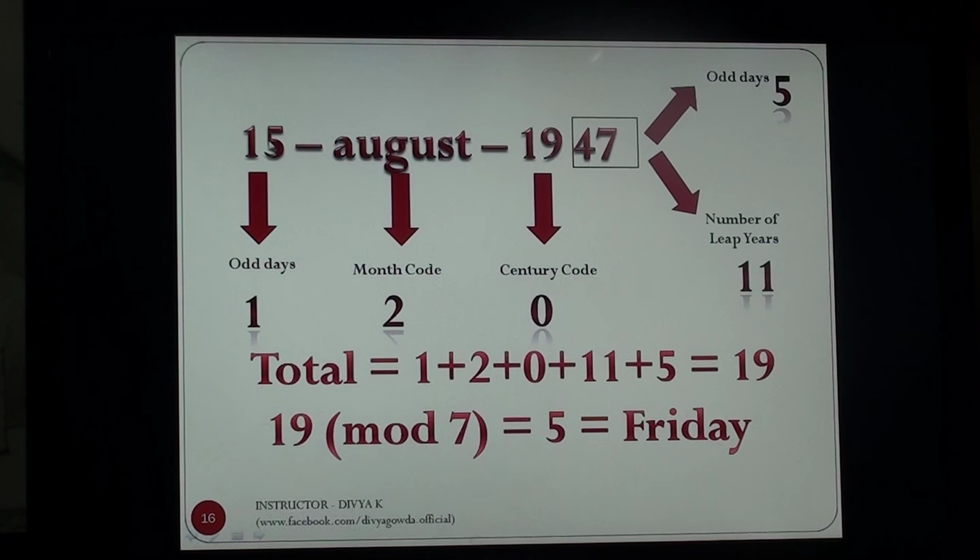Again I will explain to you. For the date 15, you have to consider the number of odd days. For the month, you have to consider the month code, that is a cheat code which you remember. For the centuries, you have to consider the century code. It will be either 0 or 6 in most of the cases. And for 47, that is the last 2 digits, first thing you have to calculate odd days, next thing you have to calculate the number of leap years. Add everything, you get some final answer. If the final answer is more than 7, divide by 7 and take the remainder and make it some answer which is less than 7. So it gives you Friday as the answer.